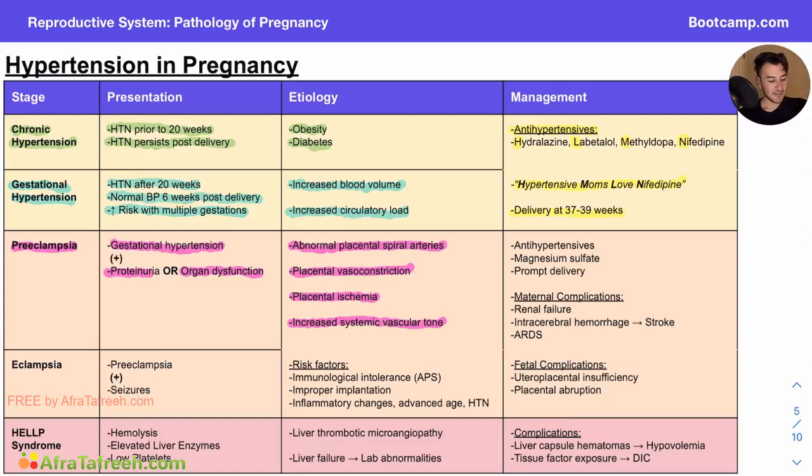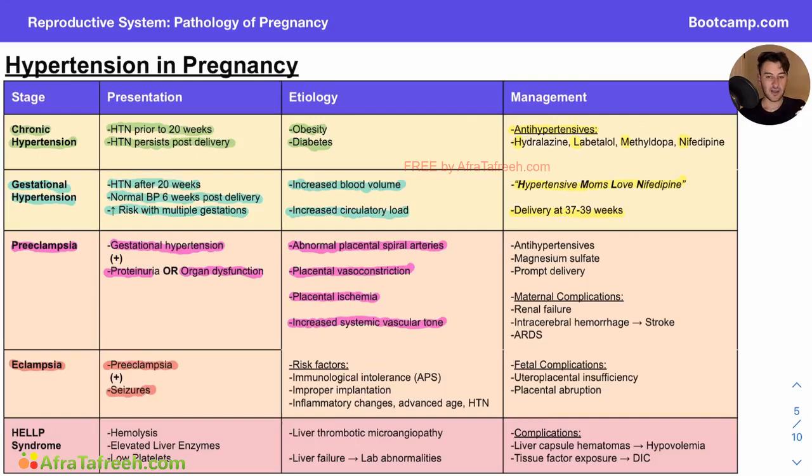So let's talk about the next stage, which is going to be eclampsia. And that is going to be preeclampsia, which was the definition we just discussed, with the addition of seizures. So we talked about organ dysfunction in terms of altered mental status or paresthesias relating to the neurosystem. However, as soon as these patients start to develop seizures, we now reclassify this as eclampsia. And so the pathophysiology is the same. It's just that preeclampsia has now morphed into eclampsia.